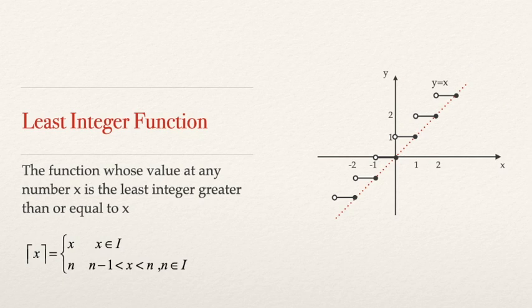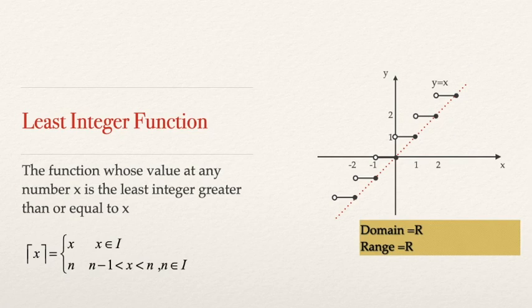It has another name also. The name is integer ceiling function. So by looking at the graph, you can tell what is the domain and range of this least integer function. The domain and range of this least integer function is all real numbers.